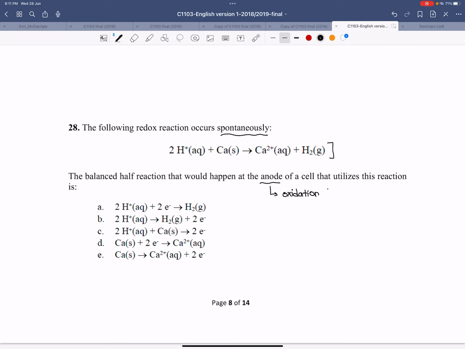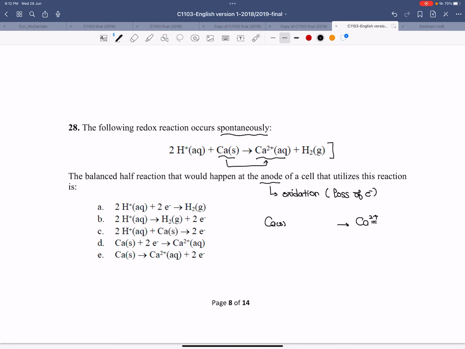So what is oxidation? You already know that oxidation is basically loss of electrons. Look at your reaction and note which element loses electrons. Calcium was a solid. It loses 2 electrons to become positively charged, which is calcium 2 plus. Very easily, this is the one that loses electrons. So calcium loses electrons to become Ca2 plus.